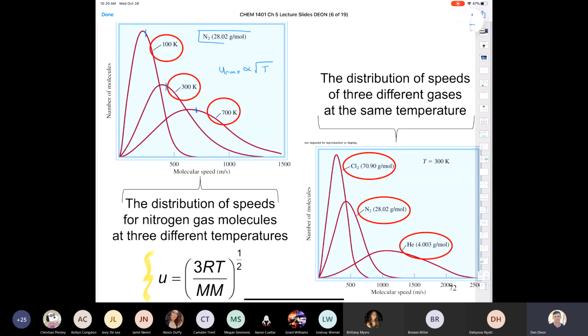All three of these curves are for the same gas. They're all for nitrogen gas. And as the temperature increases, what happens to the curve? The most probable speed and the root mean square speed shift to the right, toward higher molecular speed, but it also flattens out during the process.